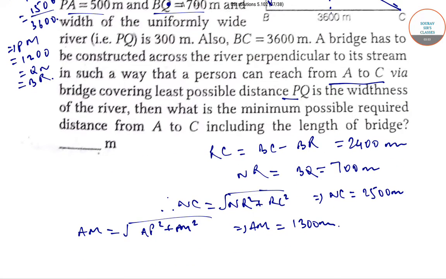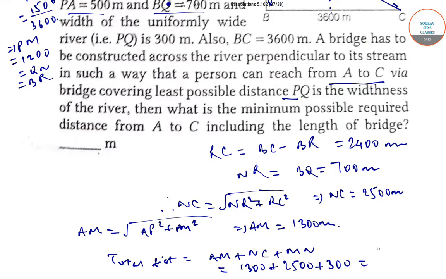Hence, the total distance to be travelled is equal to AM plus NC plus MN, that is 1300 plus 2500 plus 300, that is equal to 4100 meters. So the distance of 4100 meters is the answer.